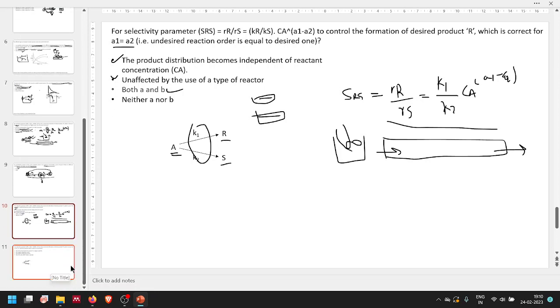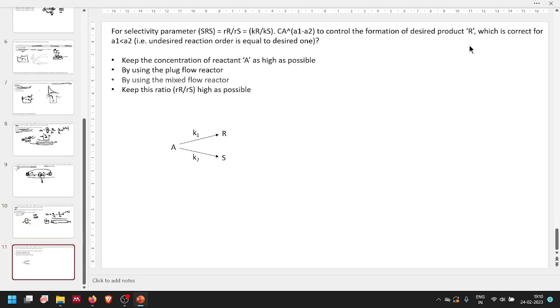Following a similar question, we have a third case for this same reaction scheme where the formation of desired product R, which is a1, is less than a2. Now, in this case, our desired product is falling behind because it has a lower order of reaction than your undesired product. Now, in this case, what should one do to maximize the formation of your desired product?